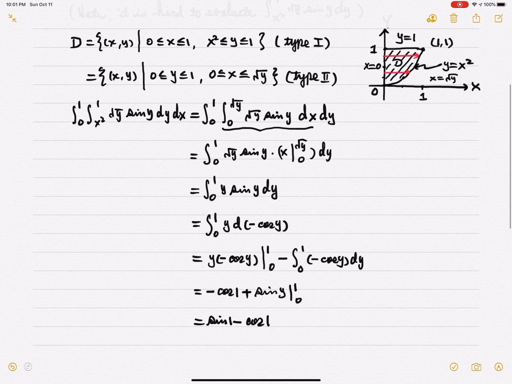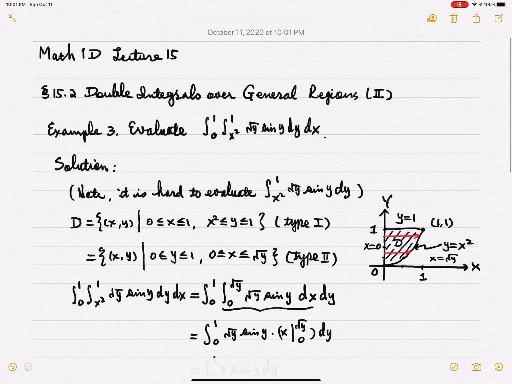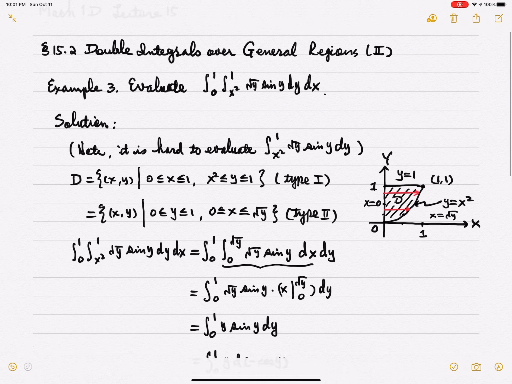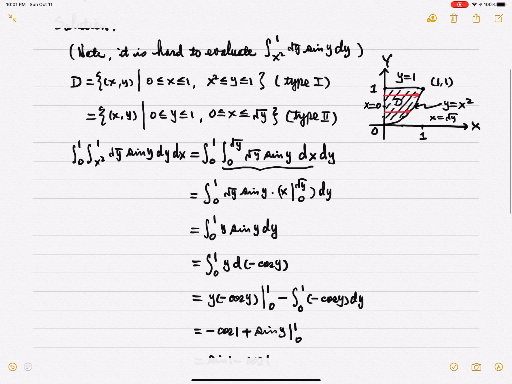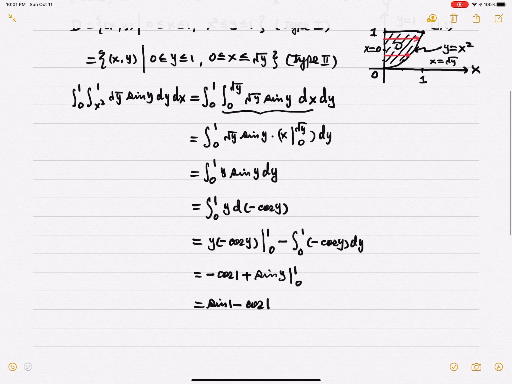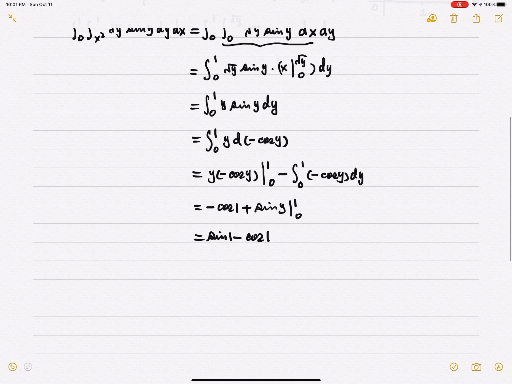Now you see this problem, the given integration uses a type 1 region, and it's hard to evaluate because the first integration is hard to find the antiderivative. Now if we change the order, then it's easier to integrate. So for type 1 region and type 2 region, sometimes we need to think about which one to use.